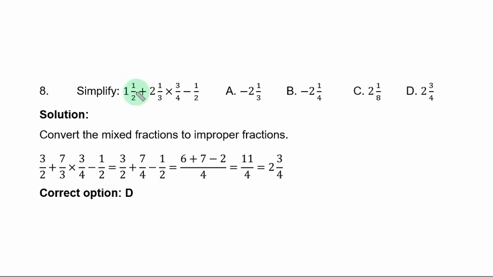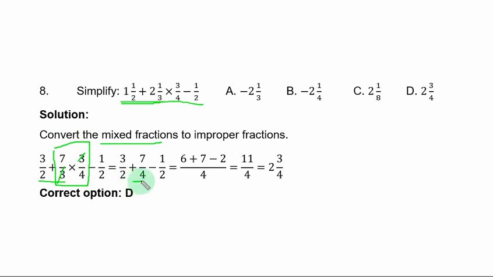Question 8. Simplify this. You have a combination of mixed fractions and proper fractions. Solution. You need to convert the mixed fractions to improper fractions, precisely these two fractions, and you have this result. You have 3 operations: addition, multiplication, and subtraction. From the rule of BODMAS, you need to resolve multiplication first. So 3 cancels 3, you are left with 7 over 5.